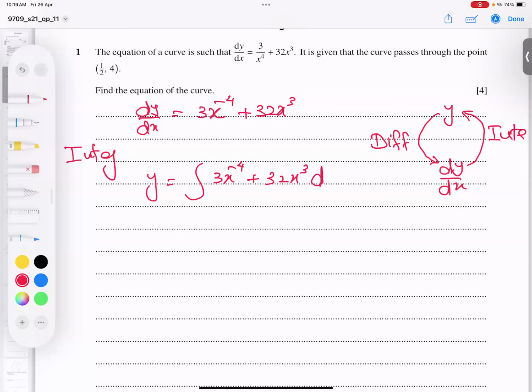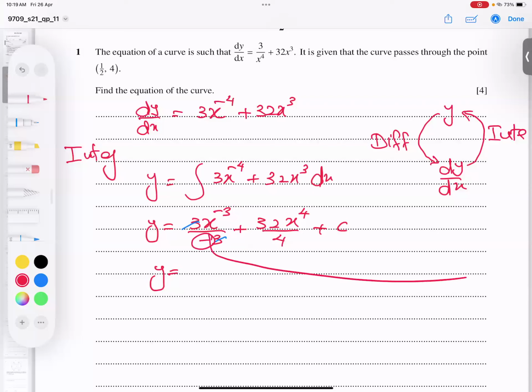And what is the method of doing integration? Increase the power by 1. This 3 will stay as it is because it is multiplying. So I increase the power by 1, I got -3 over -3. Same here, increase the power by 1, 4 over 4, and plus c. The 3 cancels out, and y I'm getting by bringing the power down. The minus sign can be down or up, same thing, like 1 over -2 or -1 over 2 or negative in the middle, all three the same. So -1 over x to the power 3.